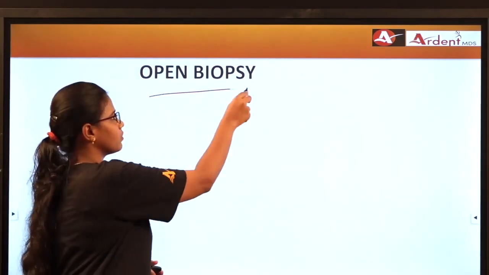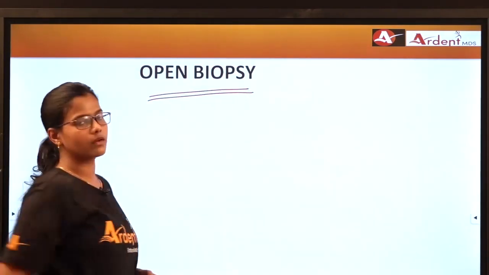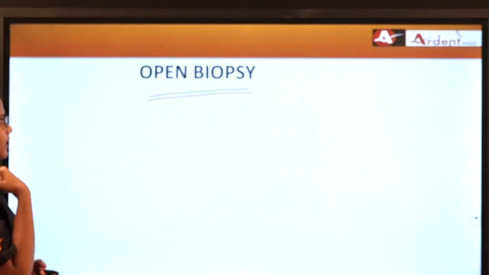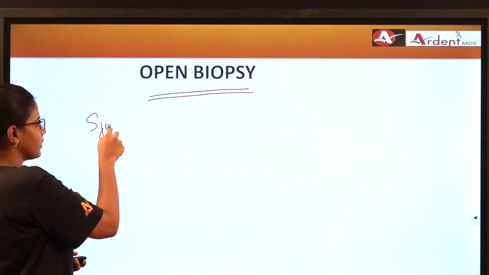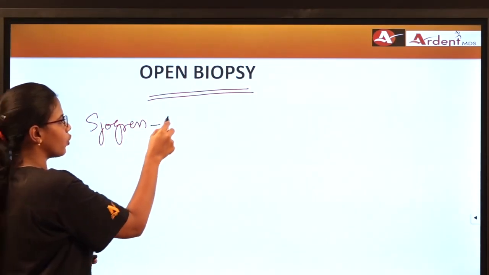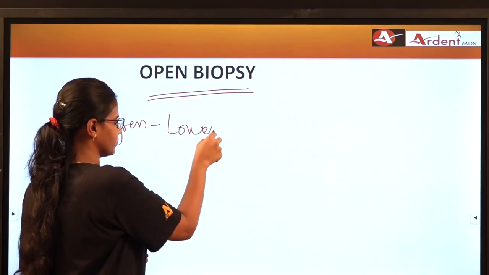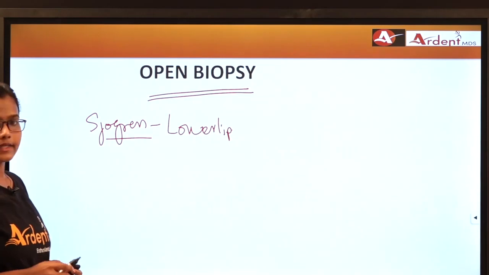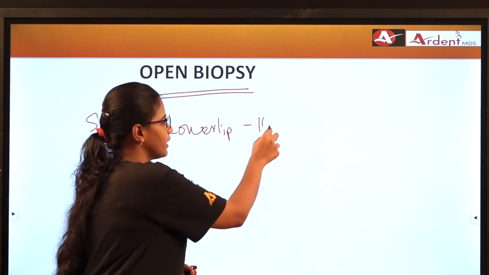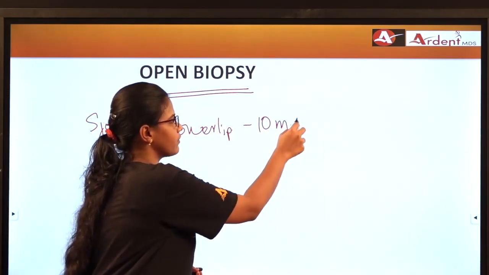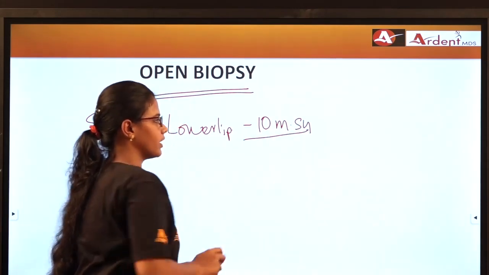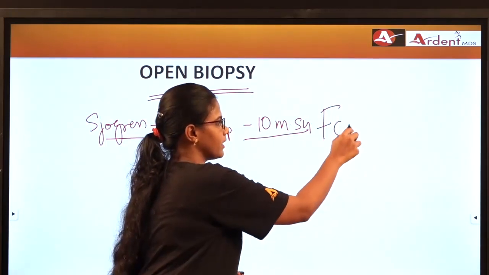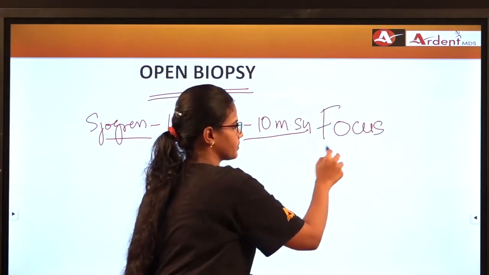And the final, definitive diagnosis obviously comes from the open biopsy. The open biopsy, mainly in Sjogren syndrome, is a biopsy of the lower lip. To diagnose Sjogren syndrome, we should get a minimum of 10 minor salivary glands from the lower lip to assign a focus score.